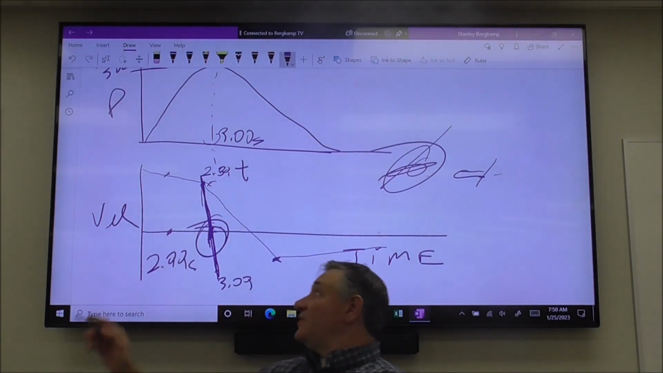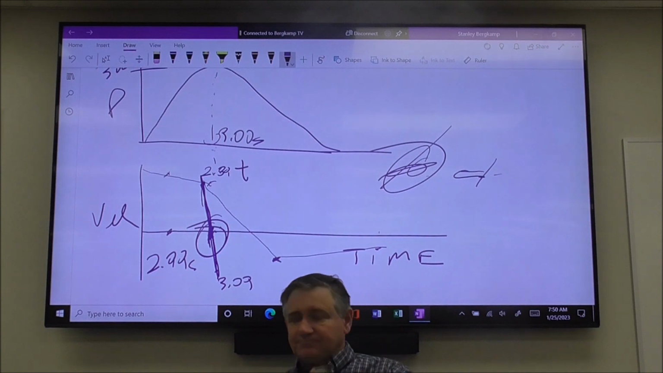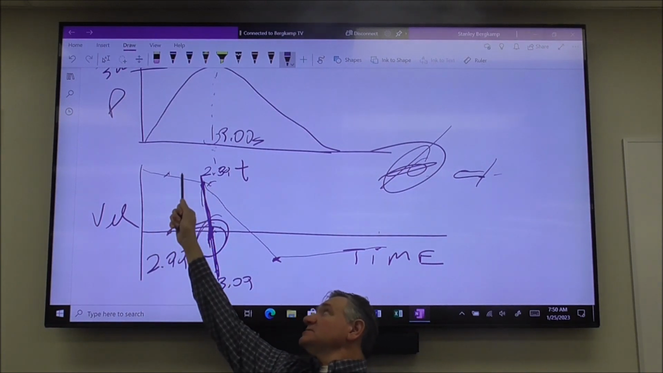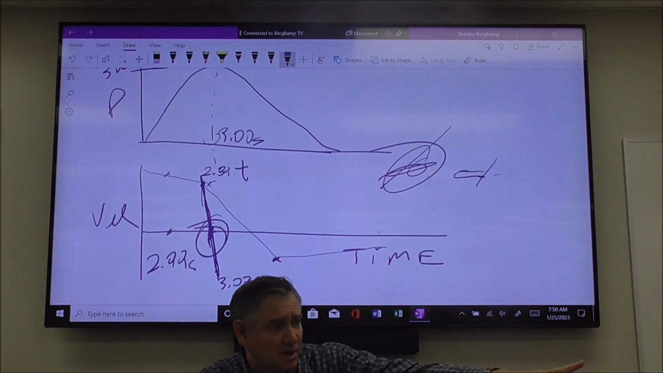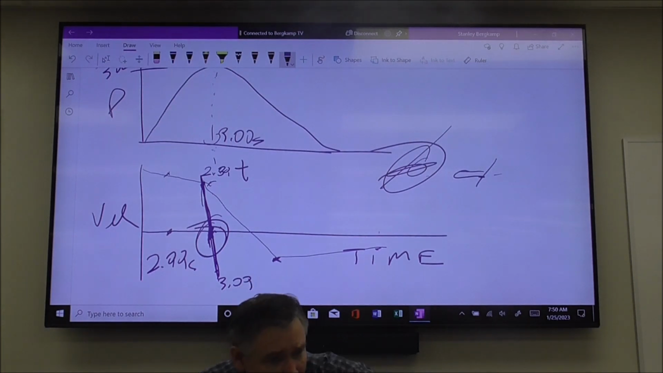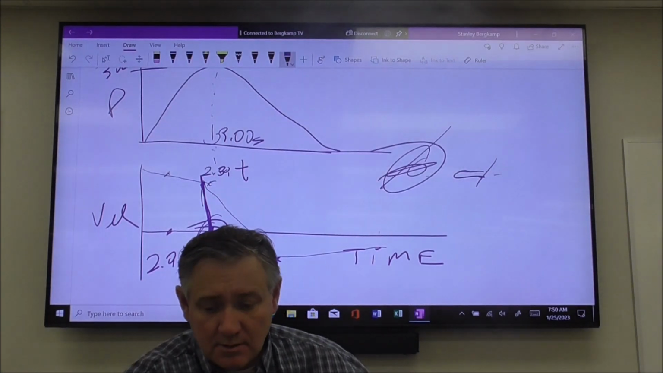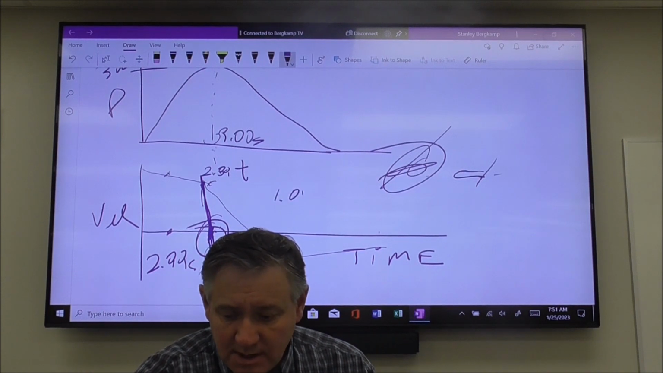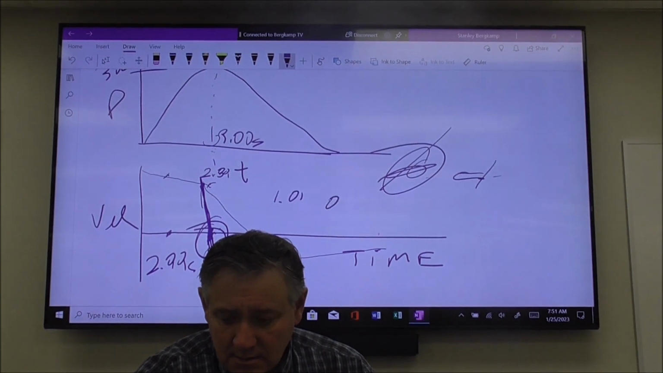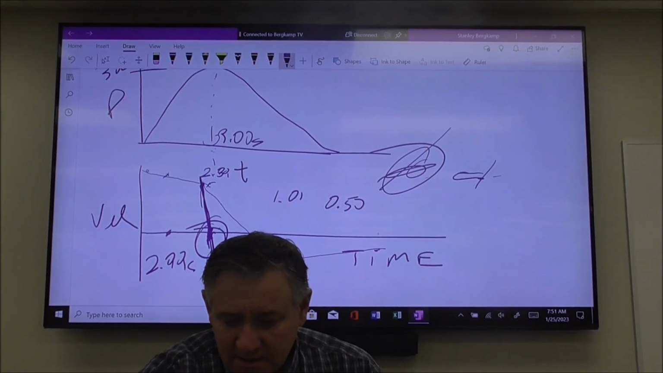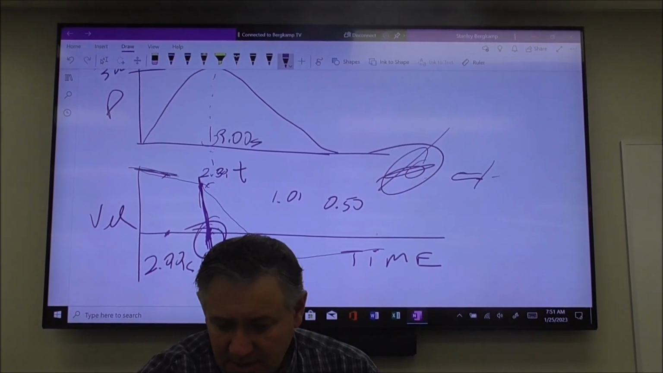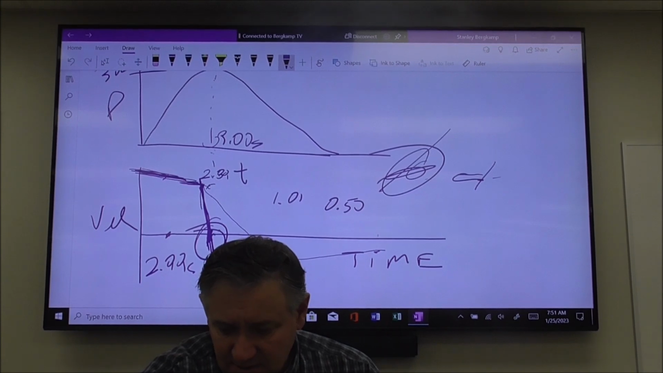So at this point, okay, Carson's going to have... what were your two positive velocities going in? 1.01 per second, 1.01, and then 0.50. Okay. So these are going to be her velocities coming in here like this.